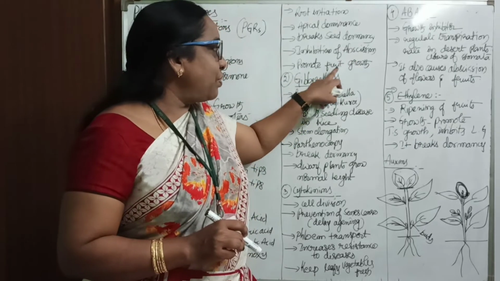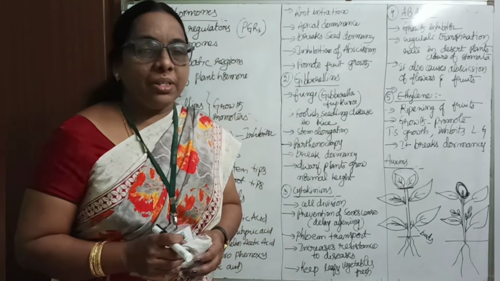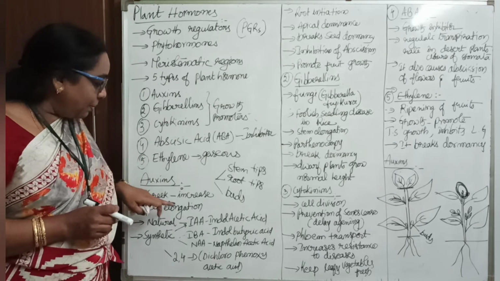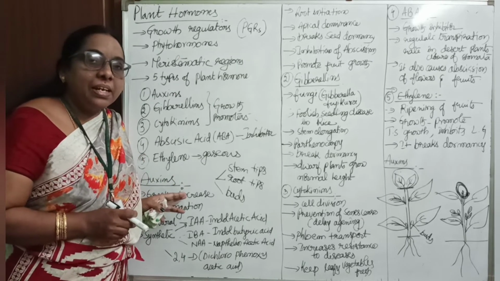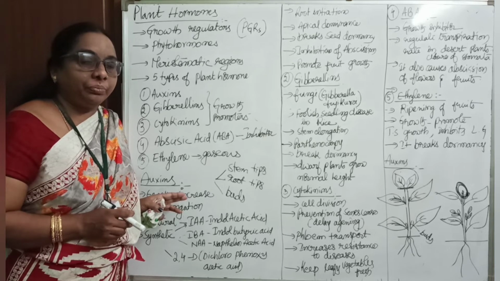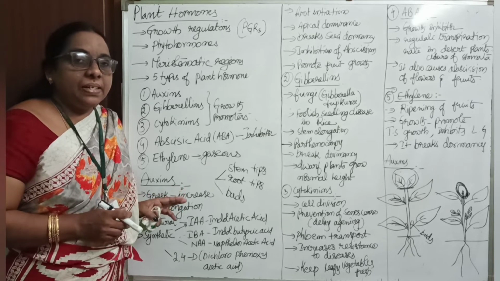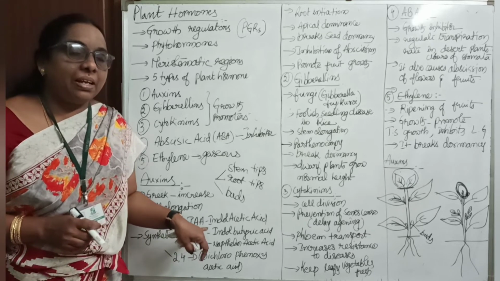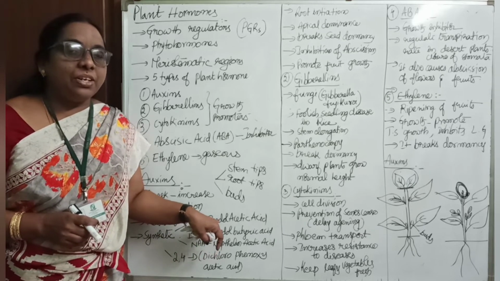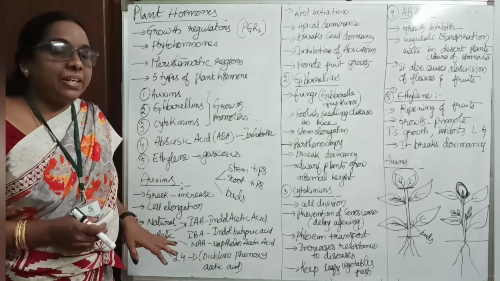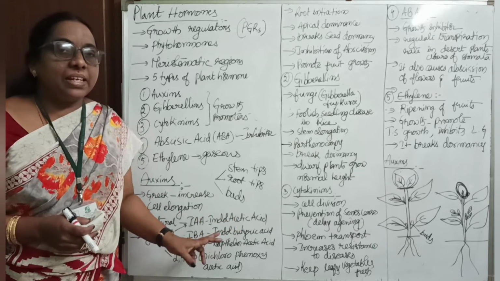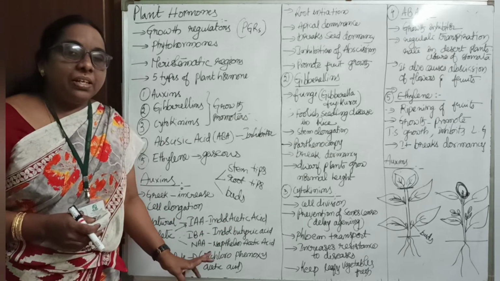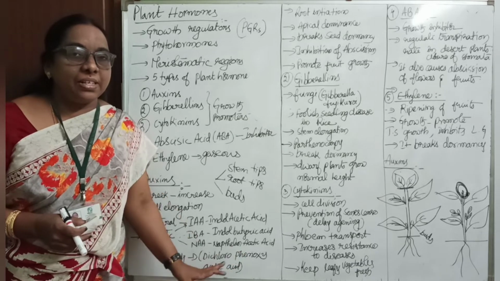Clear? Yes. Next one, promotes fruit growth. The development of the fruits is also because of auxins. Okay, children, let me say once again about the auxins. The word is derived from the Greek word meaning increase. The main function is cell elongation. Naturally, auxin is available as IAA, the full form is indole acetic acid, and the synthetic ones are IBA, indole butyric acid, NAA, naphthalene acetic acid, and the third one is 2,4-D. The full form is dichlorophenoxy acetic acid.